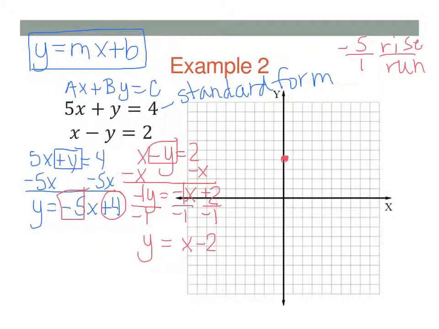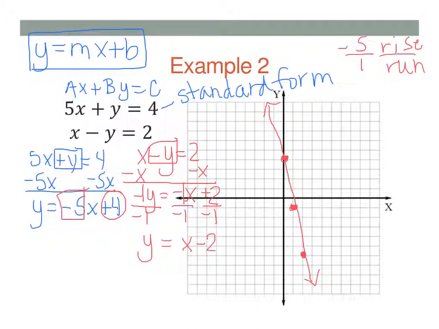So if it's a negative 5 rise, that means that we're really going down 5 spaces: 1, 2, 3, 4, 5, and then we have to run 1. That's a positive 1, so we go to the right. And I can go from there down 5, 1, 2, 3, 4, 5, and I can run 1 from there. And there's another point. Okay, I now connect my points with a line.